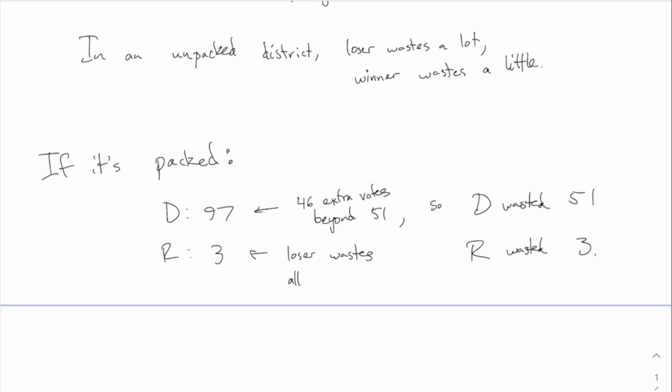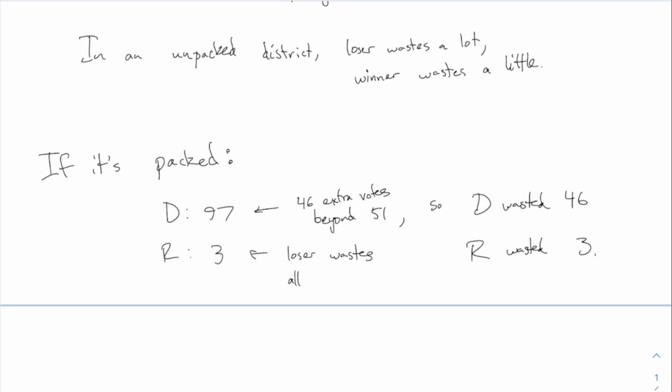Yeah, question? What if D wastes 46 instead of 51? Yes, 46. Sorry, I was saying the numbers as I wrote it. Thank you. 46 is what I meant to say. It's all of the votes beyond the threshold. That's this number. How many extra votes did they get? Sorry about that. So D wasted 46 and the R wasted 3.